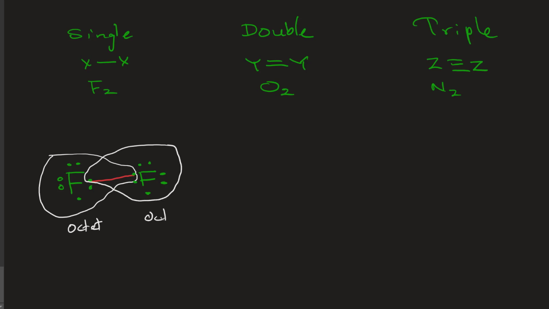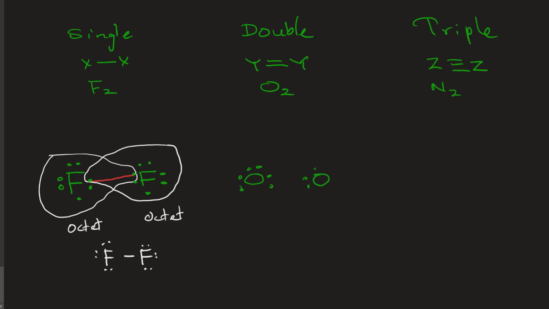So one shared pair and then the rest are lone pairs. So you can show single bond F2, and 3 lone pairs on each fluorine. So chlorine, bromine, iodine would show the same thing. So all halogens will show single bonds, single covalent bonds.